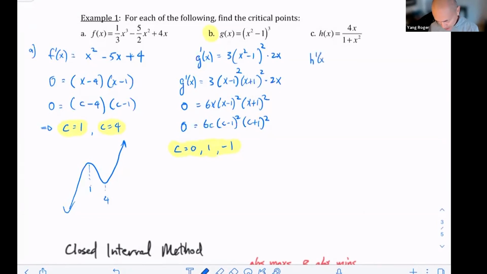Let's calculate h prime next. I hope we all can see we need a quotient rule. The derivative of the top is going to be 4. We keep the bottom, which is 1 plus x squared, minus. Got to take the derivative of the bottom. The derivative of the bottom is 2x. You got to keep the top, which is 4x. All over the bottom squared. Bottom squared is (1 plus x squared) quantity squared. This bottom part, it's always positive, right? It's never going to be 0.